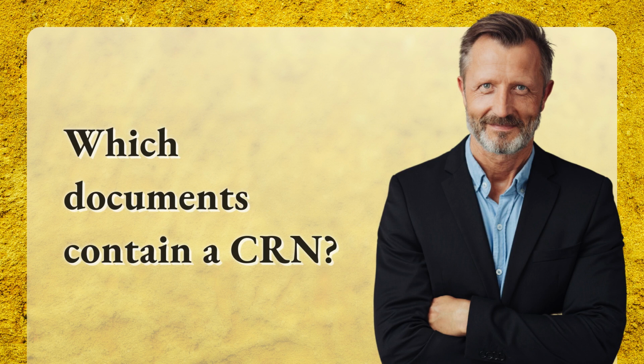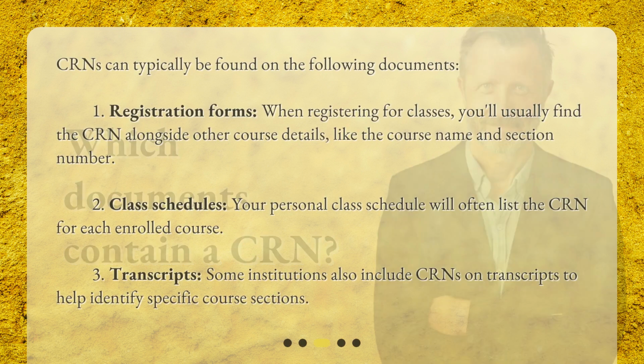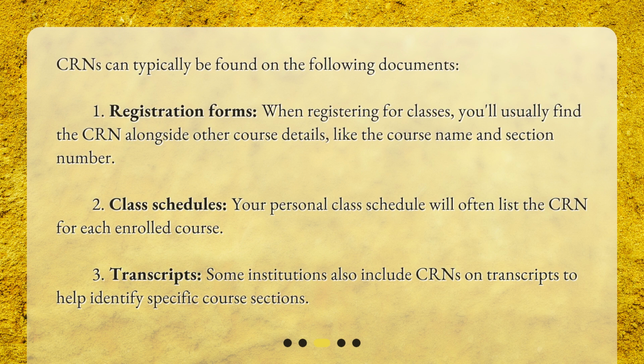Which documents contain a CRN? CRNs can typically be found on the following documents. 1. Registration forms. When registering for classes, you'll usually find the CRN alongside other course details, like the course name and section number. 2. Class schedules. Your personal class schedule will often list the CRN for each enrolled course. 3. Transcripts. Some institutions also include CRNs on transcripts to help identify specific course sections.